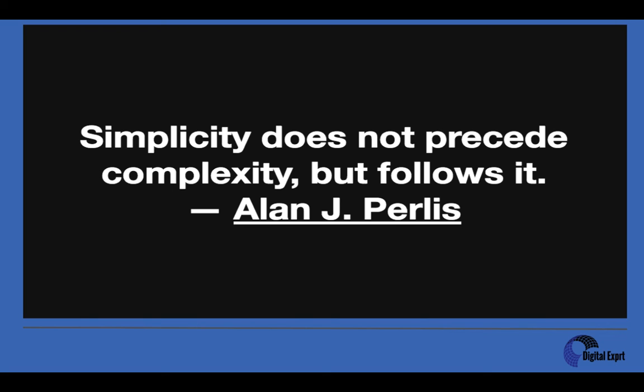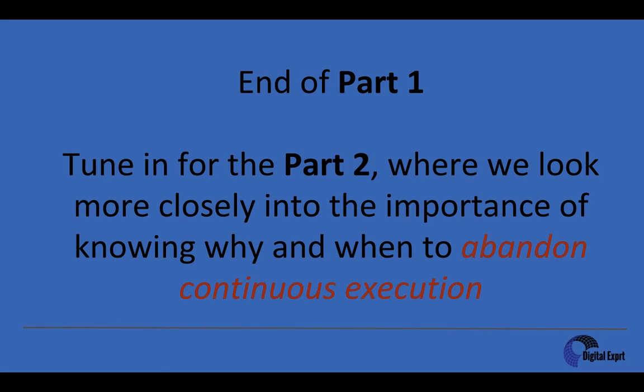So this will be the end of part 1, where we talked about modeling, abstractions and processes, parallel and sequential. And this sets the stage for part 2, where we're going to look more closely into the importance of knowing why and when to abandon continuous execution and switch over to parallel execution.